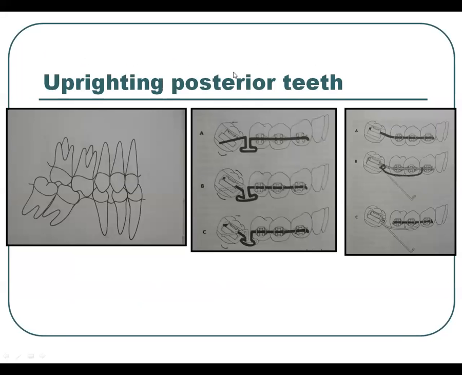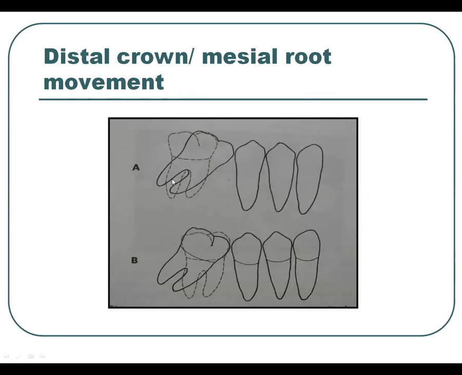How will the uprighting be done? Say this molar is mesially inclined. We can upright it by giving a bend in the wire and placing it in the molar tube so that it will apply mesial root movement and distal crown movement. This is how we can upright the molar. In figure A, it can be done by mesial root movement or distal crown movement. In this case, you can see there is uprighting of the molar, that is distal crown movement and mesial root movement.